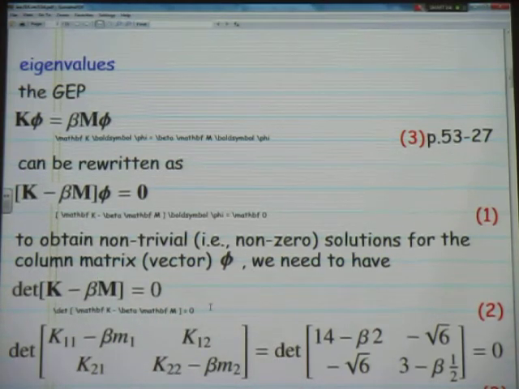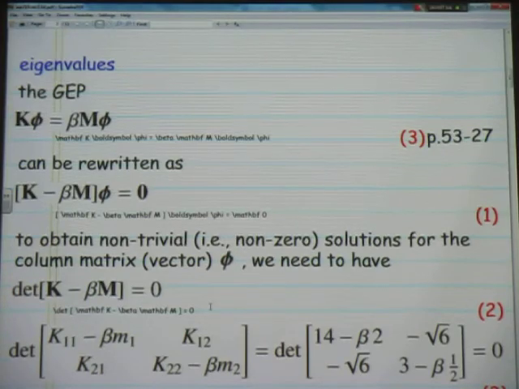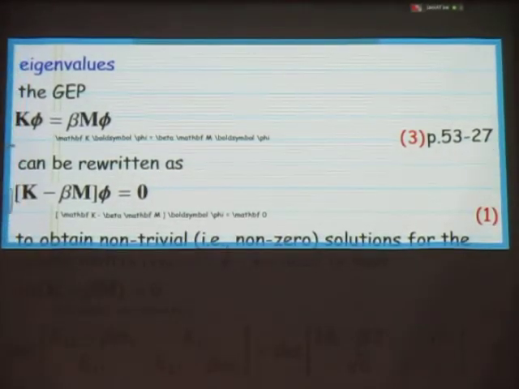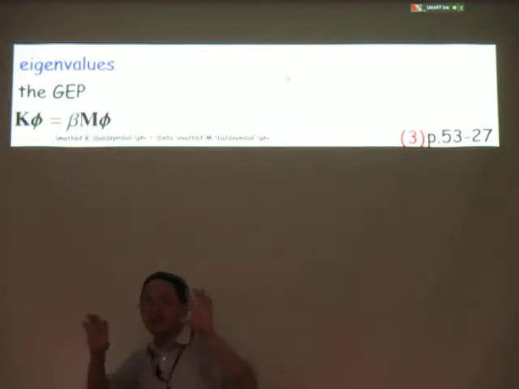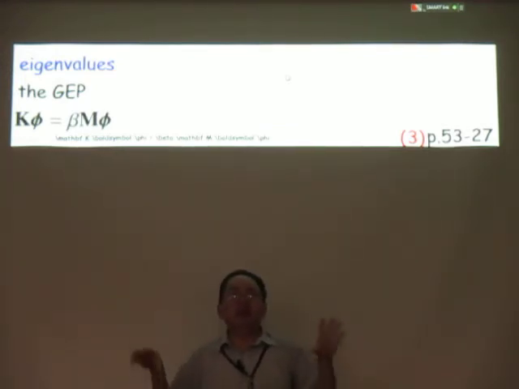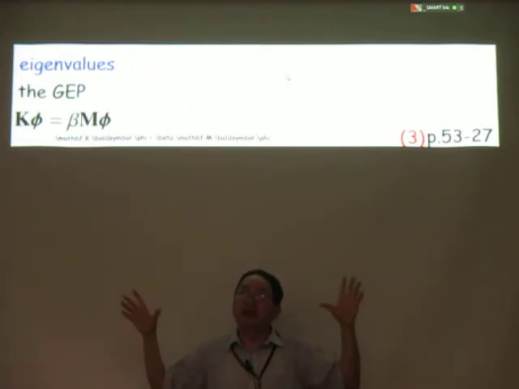Active learning credit for a quick review for the class. Anyone? What's the difference between the standard eigenvalue problem and the generalized eigenvalue problem? This is a review. We went through this already. Is it that M is the identity? Yes. When M is an identity matrix, that's called the standard eigenvalue problem. The generalized eigenvalue problem is more general and includes the standard eigenvalue problem as a particular case.